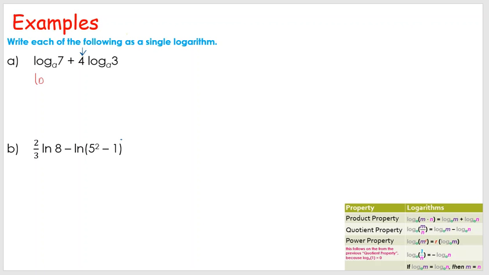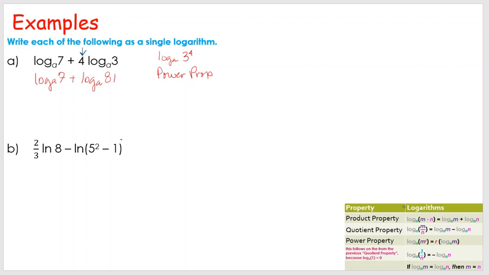So I'm going to rewrite log A 7 plus log A. And now if I'm moving this 4 over, this is what it looks like. Log A 3 to the 4th power. I can go ahead and calculate that 3 to the 4th power, and that is going to be 81. So I use the power property to decide what I was going to do with that one.